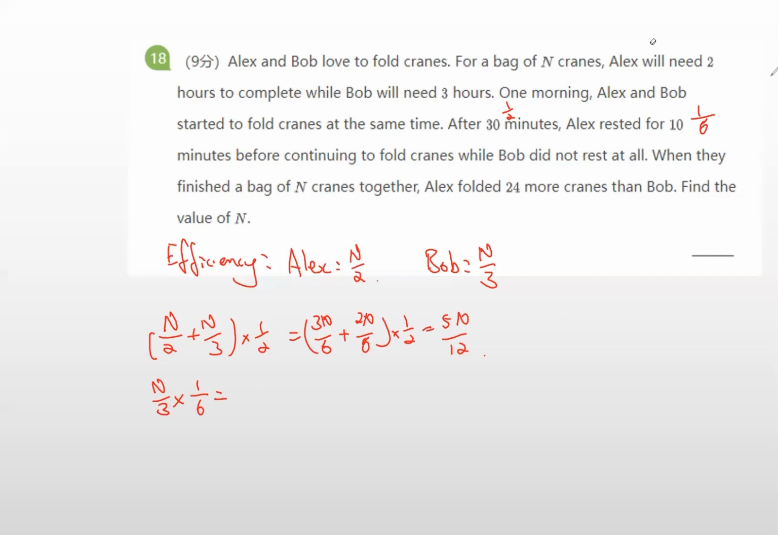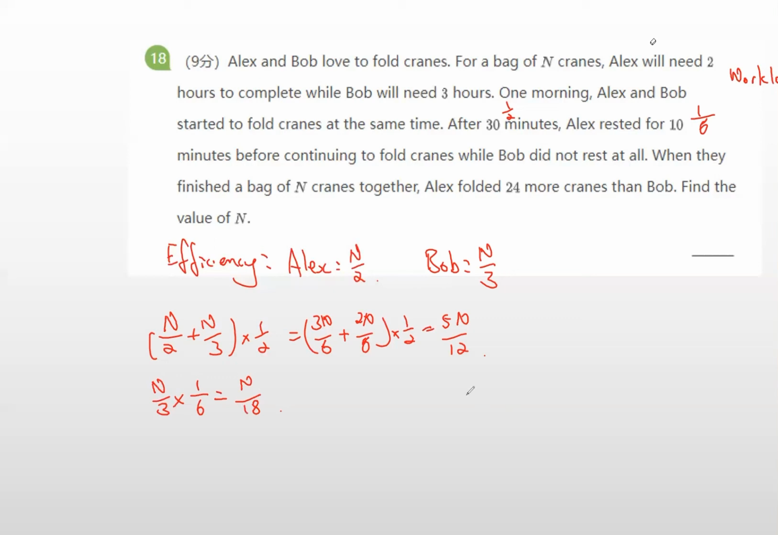Oh, by the way, if you don't know the equation, the workload is equal to efficiency times by time. We've got the efficiency of Bob times by the time, 10 minutes. It gives us N over 18. So in that 10 minutes, he has folded N over 18 prints.